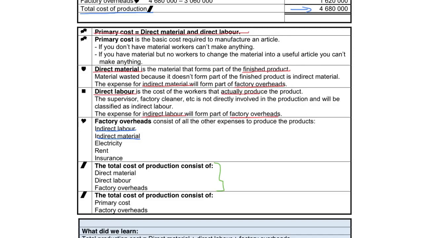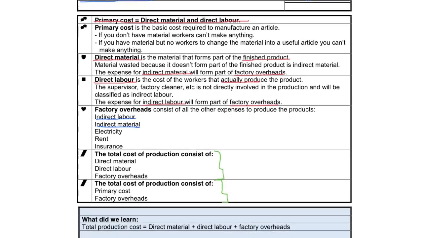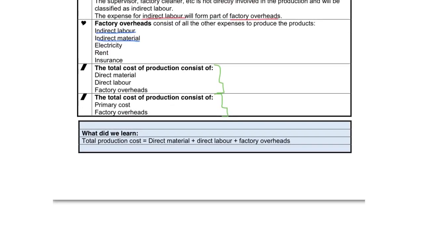Now, we also know that direct material and direct labor is primary cost. So we can say the total cost is primary cost plus the overheads. So what did we learn today? That the total production cost consists of direct material, direct labor, and factory overheads.